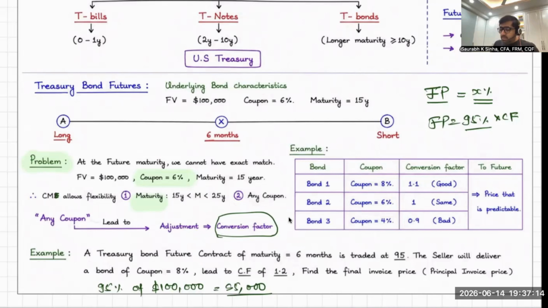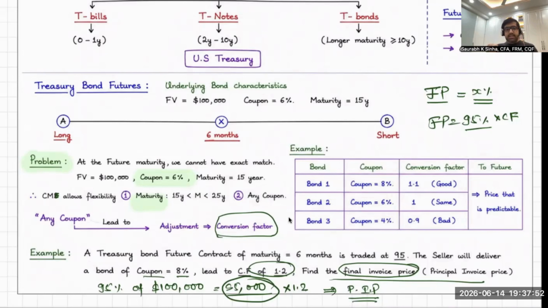The seller will deliver a bond of coupon 8%. Now it's not 6%, it's 8%. So I have to change this price. That leads to a conversion factor of 1.2. So it is a better bond, so I should increase the price and find the final invoice price. So it is just simply multiplication. You just multiply the 95% of 100,000 by the conversion factor and you get the final invoice price, or the specific name for it is the principal invoice price. This is the final price that A will pay to buy this bond from B if B delivers a bond which has a coupon of 8%, not 6%.